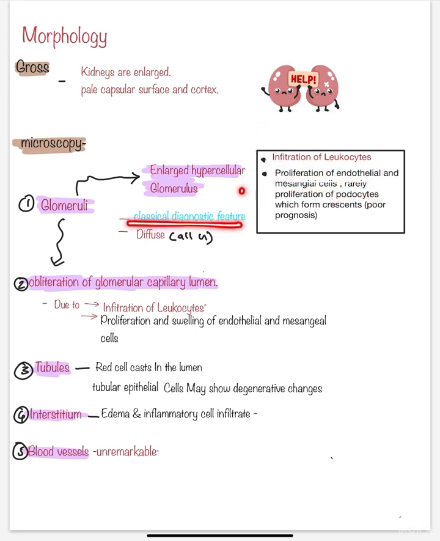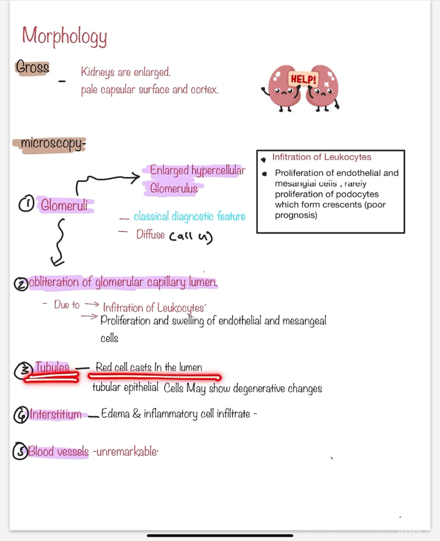Okay, so this is the classical diagnostic feature in glomerulonephritis. There is post-streptococcal glomerulonephritis, and it is also diffuse, that is, it involves all the glomeruli. The next feature involving the glomeruli is the obliteration of the glomerular capillary lumen. This is also due to the infiltration of leukocytes and also the proliferation and swelling of the endothelial and mesenchymal cells.